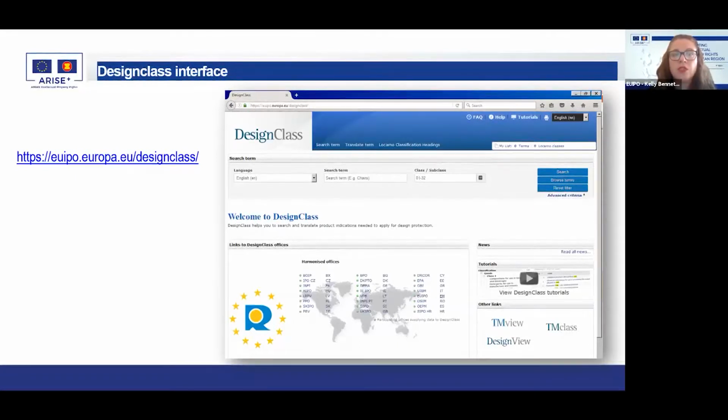DesignClass is a tool, and it offers a set of user-friendly features that can help users to find product indications in the harmonized database that best match the products for which they want to register the design. And all of this is in an easily accessible online web environment. The main features are that it enables terms to be searched easily, translated easily, and browsed easily.